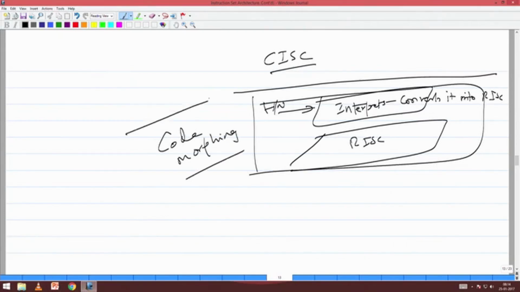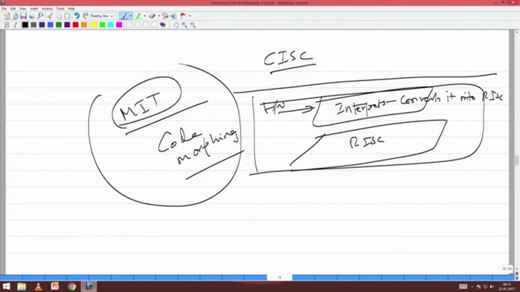There has been extensive research at MIT. Just Google code morphing. It's a very old concept, but a very interesting one. Okay, now we will go on.